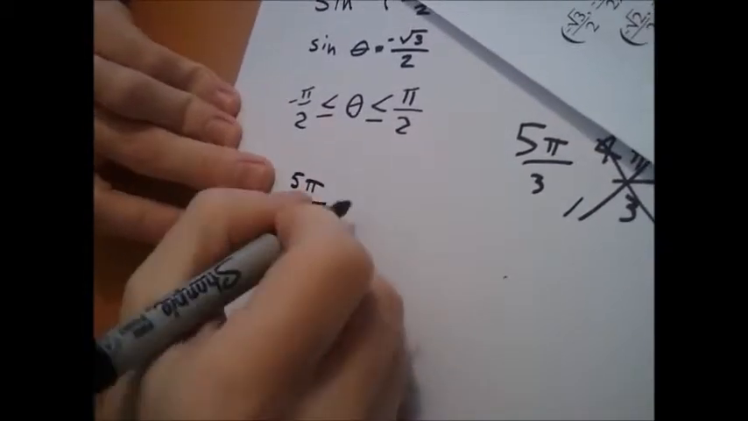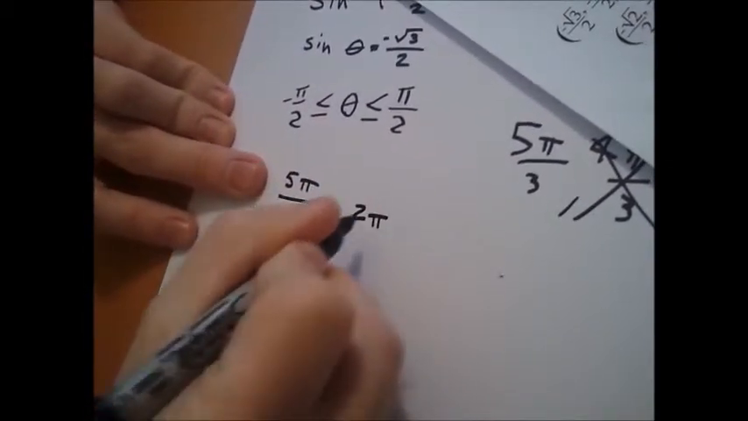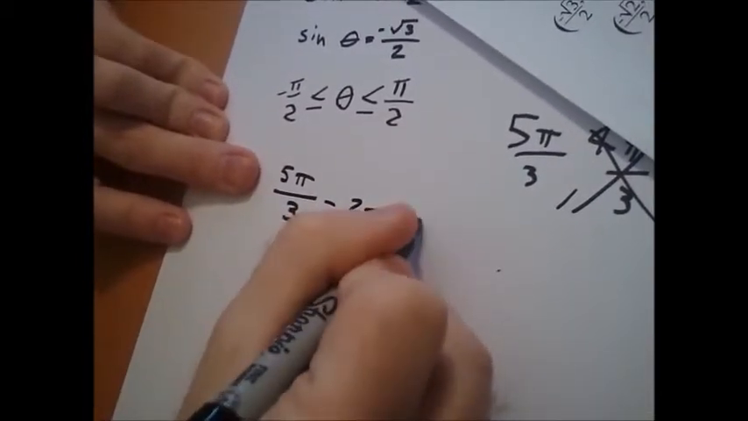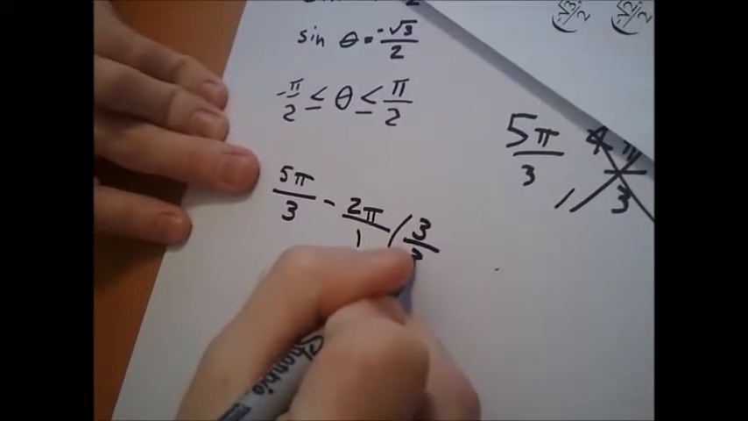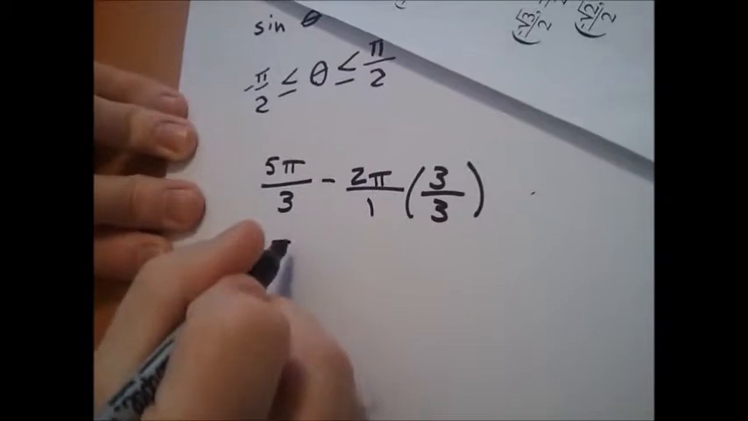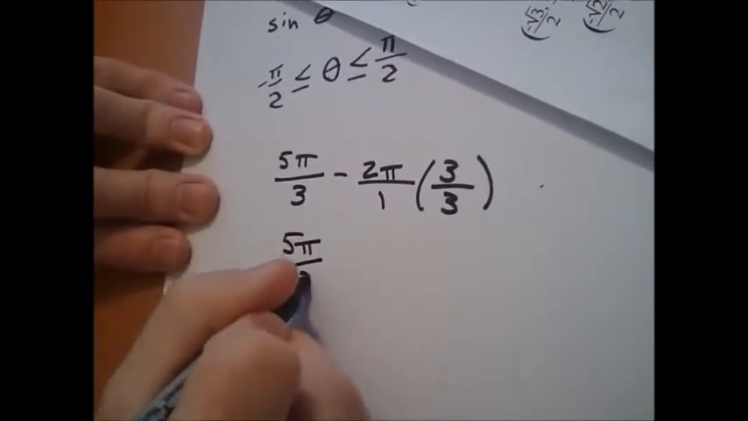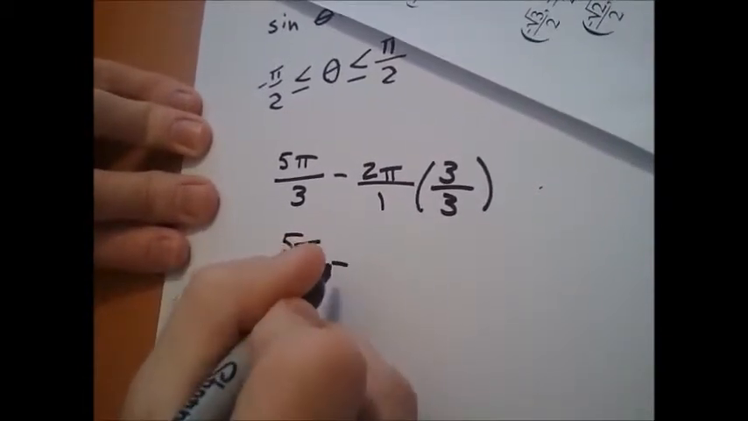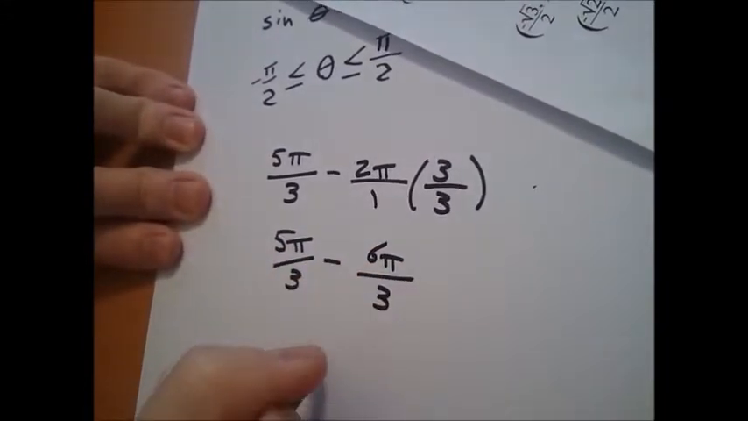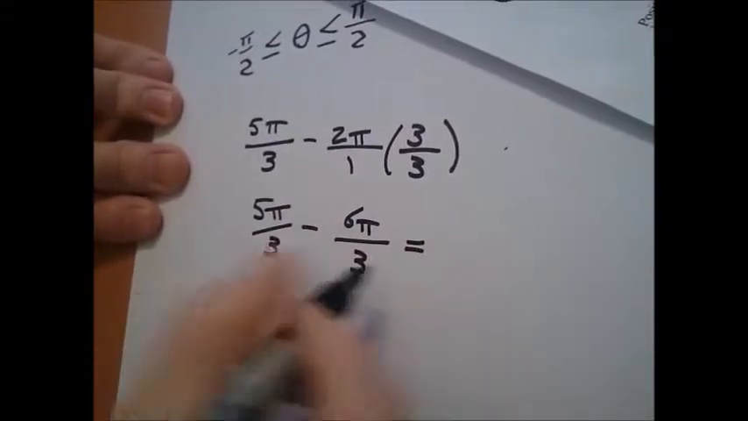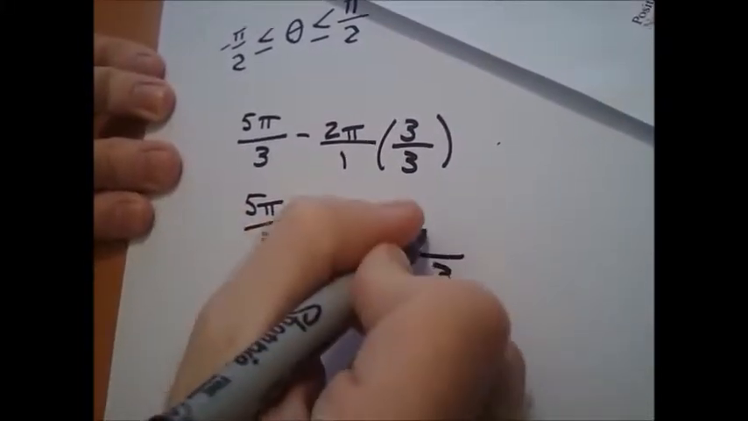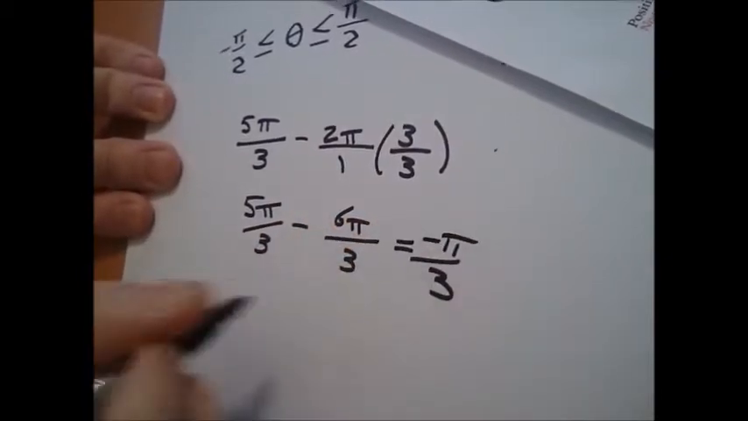So 5 pi over 3 minus 2 pi, because that's one revolution. Got to change the denominator, right? Multiply by 3 over 3. This will give us 5 pi over 3 minus 6 pi over 3. The denominator is going to stay the same as 3. 5 pi minus 6 pi gives us negative pi.